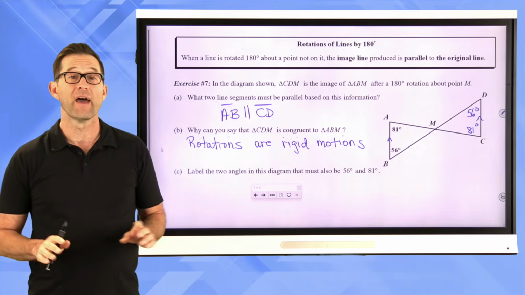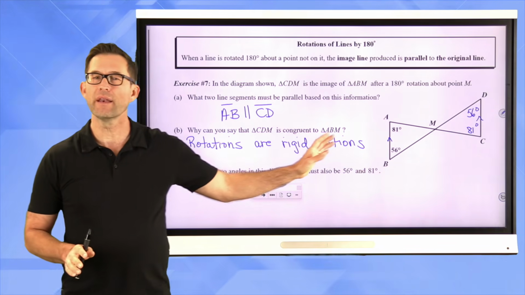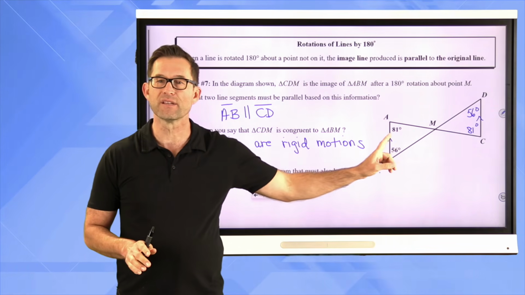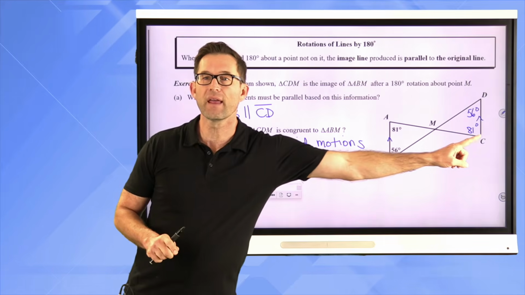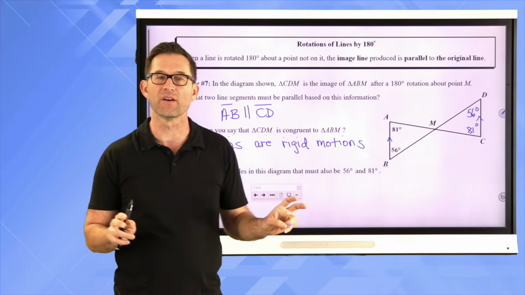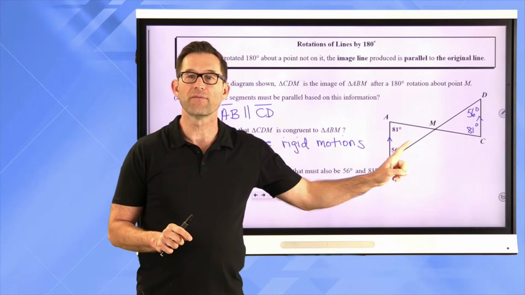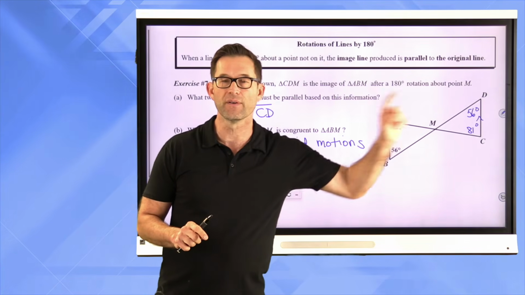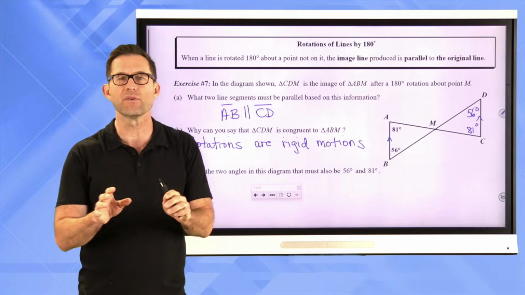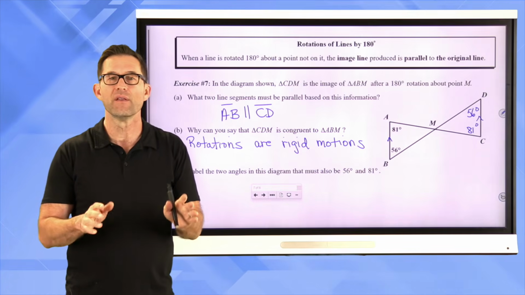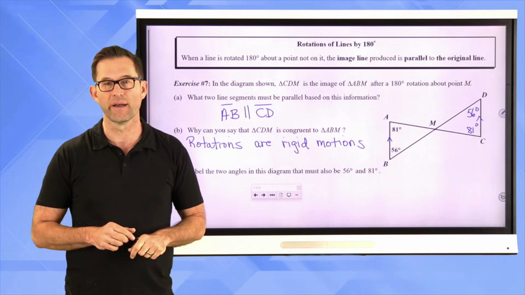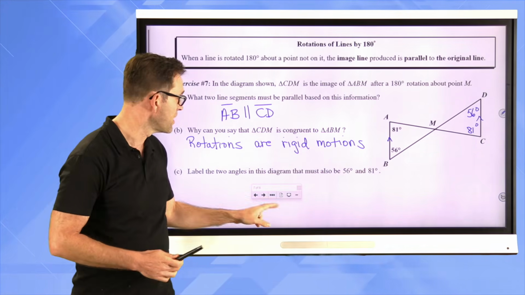All right? And by the way, you should now kind of see some things about parallel lines here. That 81 degrees and that 81 degrees are alternate interior angles, as are that 56 degrees and that 56 degrees. So we're already kind of seeing those angle properties that occur when we have parallel lines. All right, let's wrap this up.